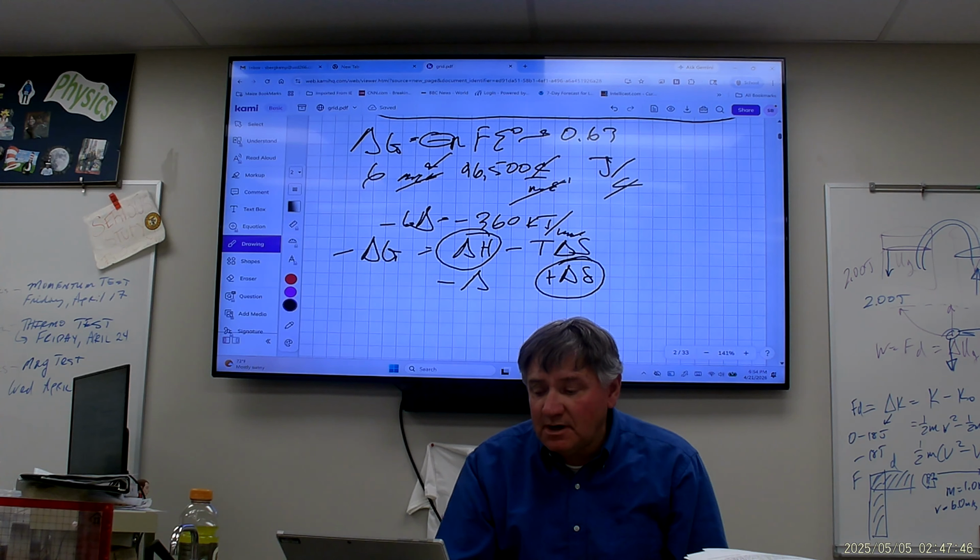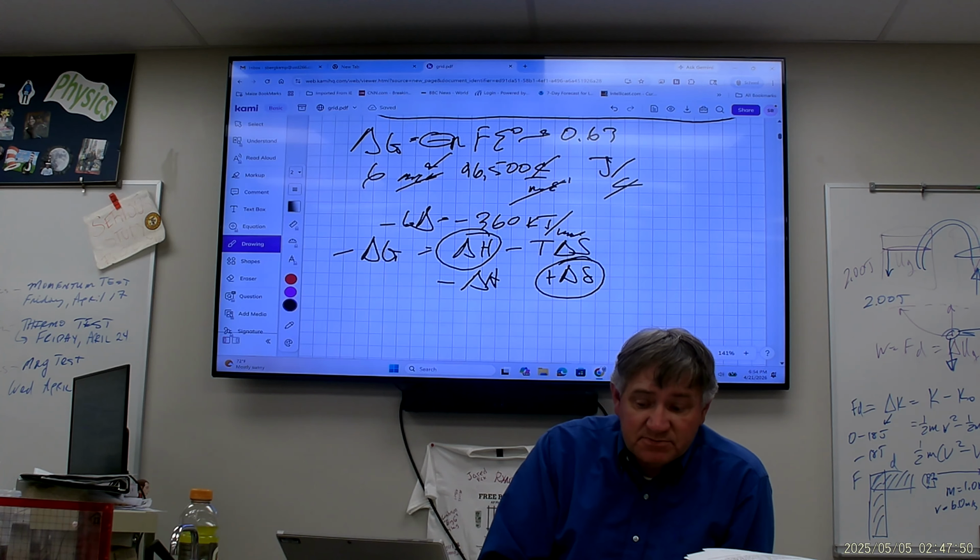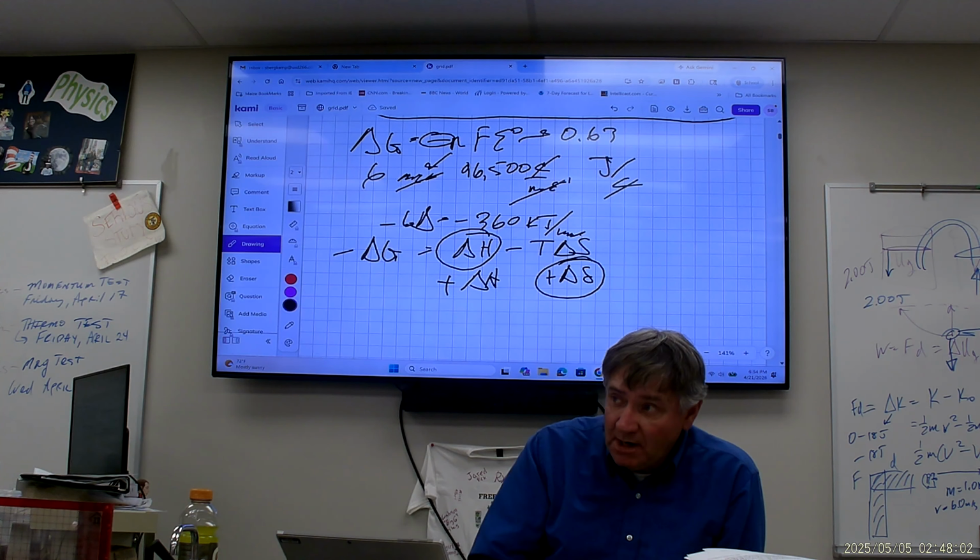With a positive delta S, could you have a negative delta H? Yes. If you had a negative delta H, what would happen? It would be spontaneous. It would always be spontaneous, every time. But if you had a positive delta H, then it would be dependent. Now, you can't tell that.